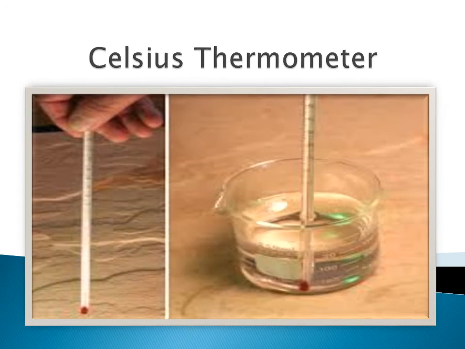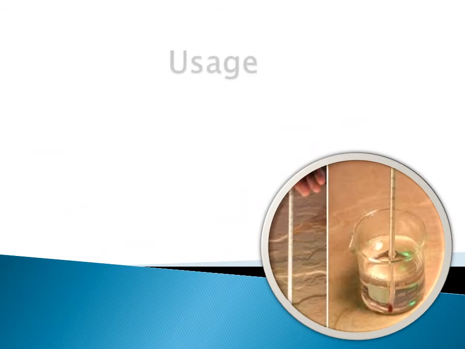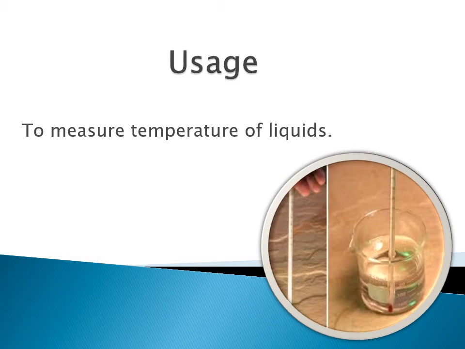Now, let's talk about the second type of thermometers, which is the Celsius thermometer. The Celsius thermometer is the thermometer that is used to measure the temperature of liquids.